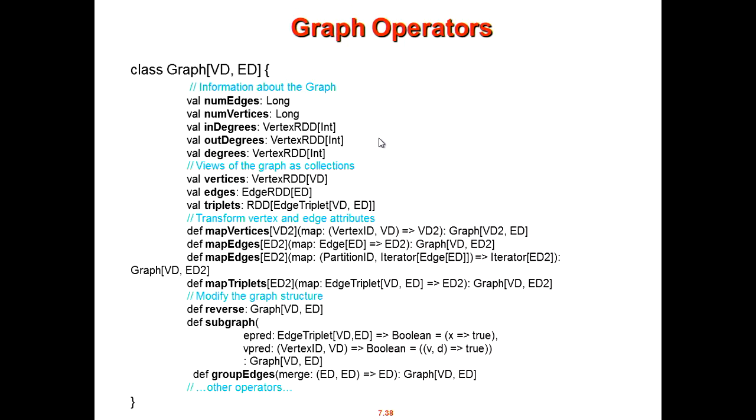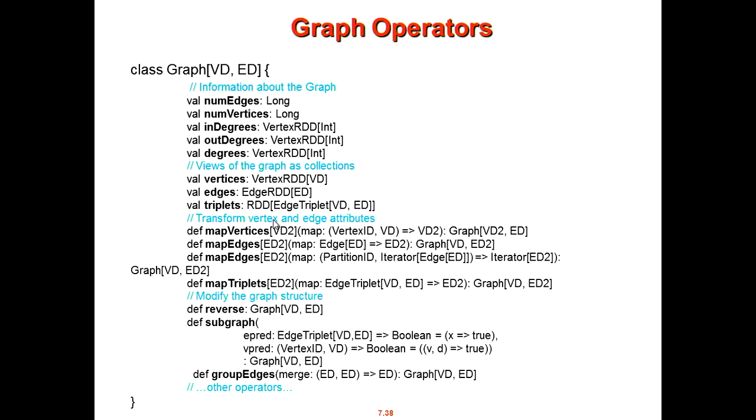These graph operators are designed for specialized graph operations. For example, these give information about the graph: the number of edges, the number of vertices, and the degrees. And here are the views of the graph as collections. Vertices is all the vertices, edges stores all edges, and triplets stores the edge triplets. I will explain what this is in a later slide.